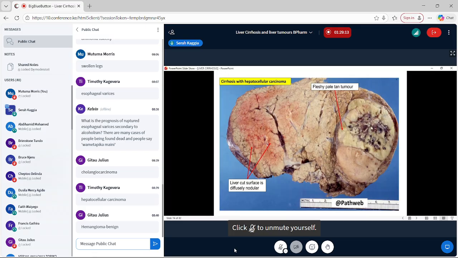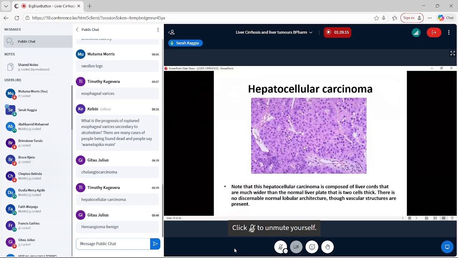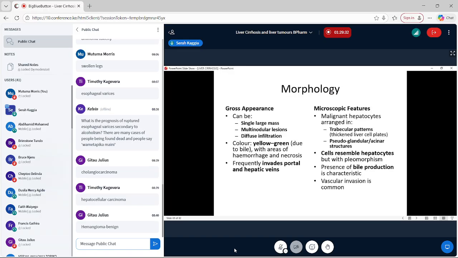So this is what we saw when we looked at it under the microscope, okay? It has liver cords that are much wider than the normal liver plate, and that is usually just 2 cells thick. You can see these ones are more than 2 cells thick, okay? And you don't see any normal architecture here in this picture. Remember the one I showed you at the beginning, you don't see any of that. So that's how the hepatocellular carcinoma will look, okay, morphologically. This is what I was describing, both gross and microscopy.